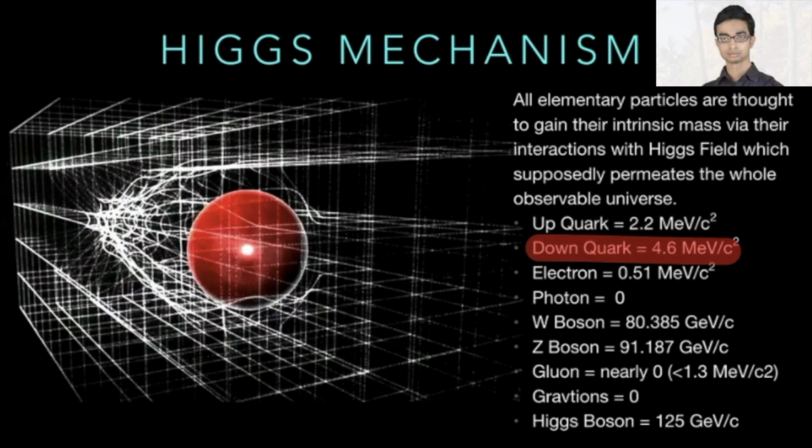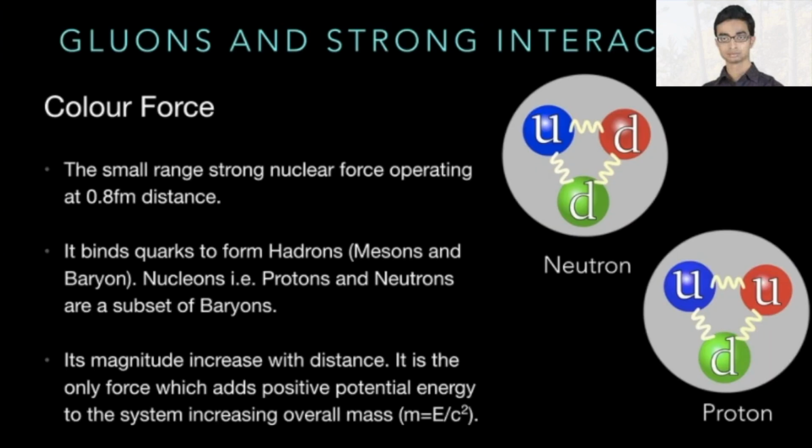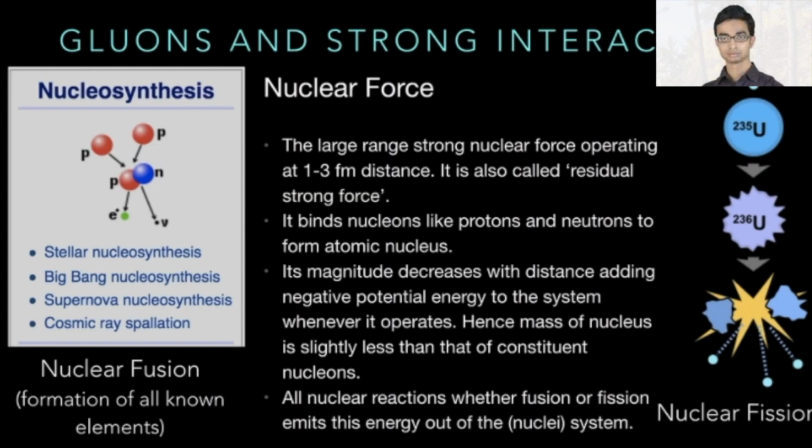Gluons also bind protons and neutrons together to form atomic nucleus with the larger range strong interaction that operates at the distance of 1 to 3 femtometer. It is called nuclear force or residual strong force. This interaction adds a negative potential energy. Thus, all nuclei have a smaller mass than the sum total of its protons and neutrons.